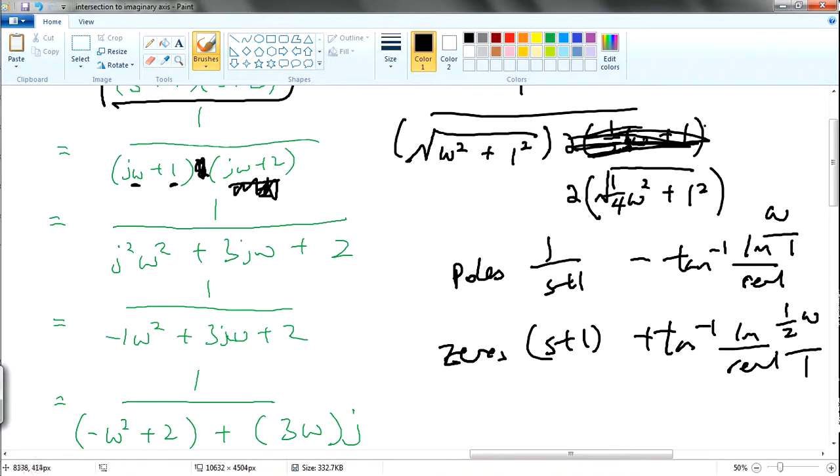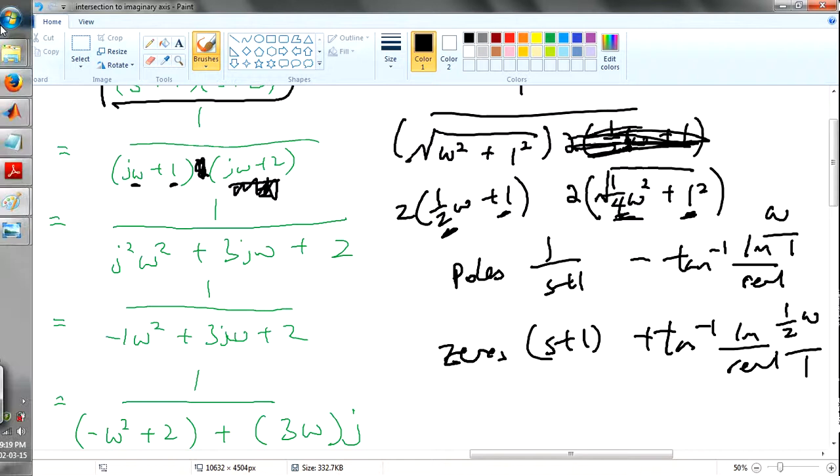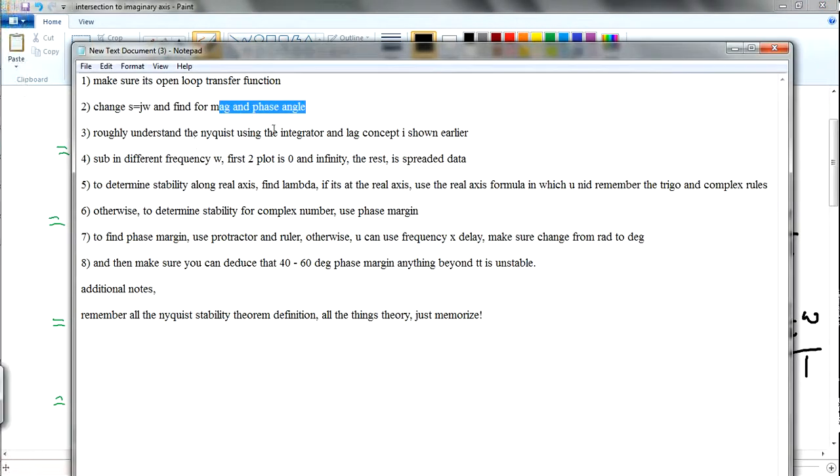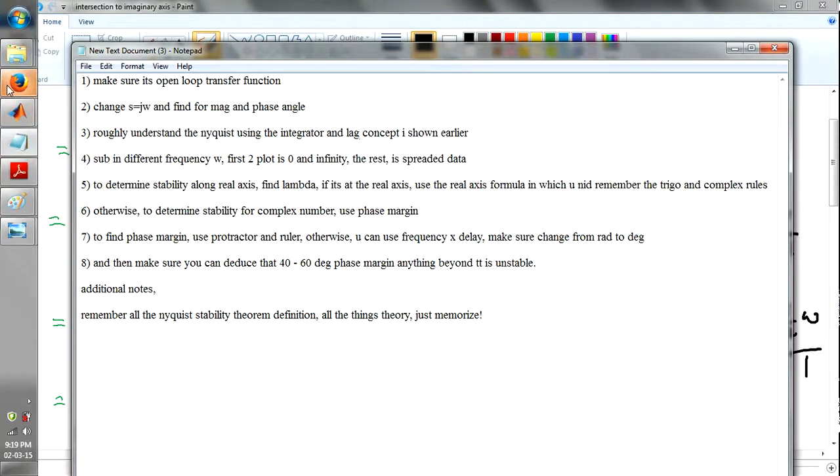because you're not talking about this. Because you're squaring already, but before that it is 2 times (half omega plus 1), right? So make sure you know that this is your real and this is your imaginary. If you do that, this is actually the magnitude. So please be careful of that. So after which you know your magnitude and the phase angle, you also roughly understand the Nyquist using the integrator and lag concept, if you were to remember.